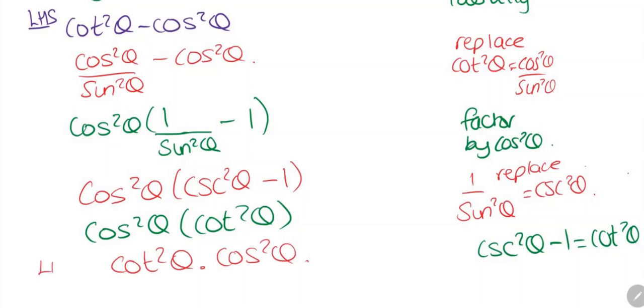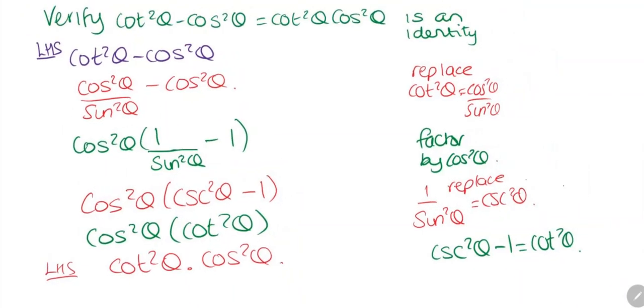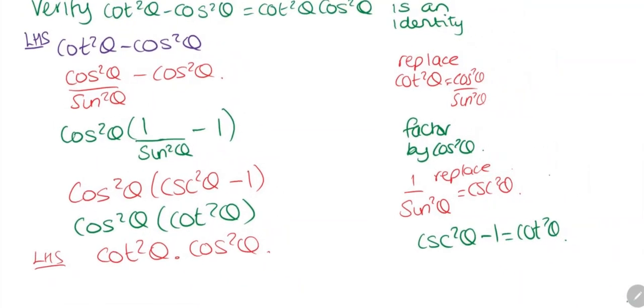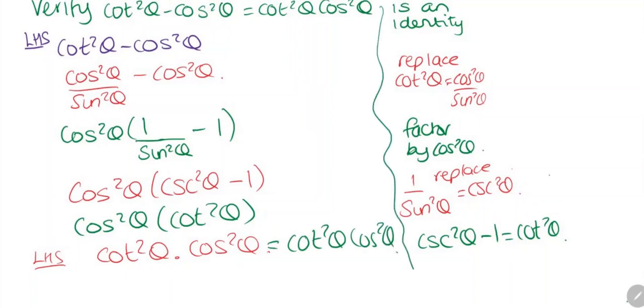So this is on my left hand side. And if I look at my right hand side, that is cot squared theta cos squared theta. Separate that on my right hand side. So they are equal.